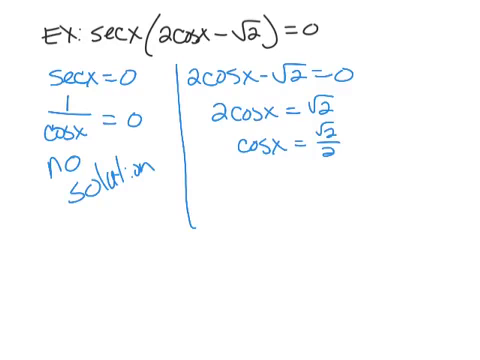But for the other side, the angle that creates a ratio of radical 2 over 2 in a right triangle is 45 degrees. So there's my first quadrant angle. I need the other positive one, which would be in the fourth quadrant, so that's 315. And then in terms of radians, it's going to be pi over 4 and 7 pi over 4.